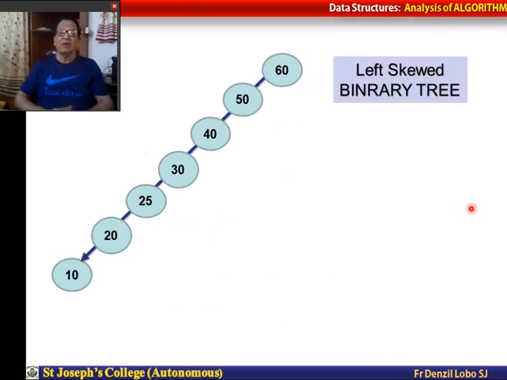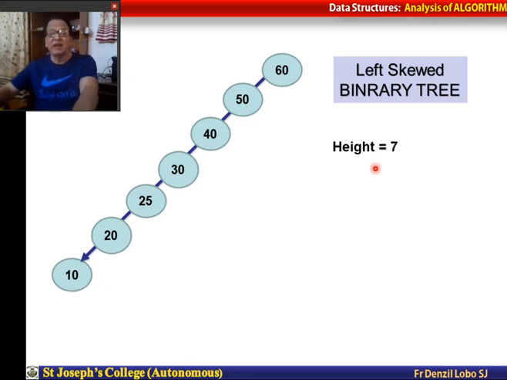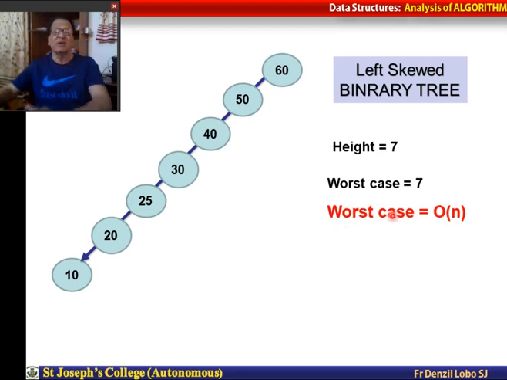Now here you have got again a binary tree, but it's a left skewed tree because all the numbers, as you see, are 60, 50, 40, 10. So I want to search for 10. I have to compare 1, 2, 3, 4, 5, 6, 7 times. There are 7 numbers. Therefore, in the case of a left skewed binary tree, the height is 7. Therefore, the worst case is 7, that is, of the order of n. It is like a linear search because it's a left skewed binary tree.